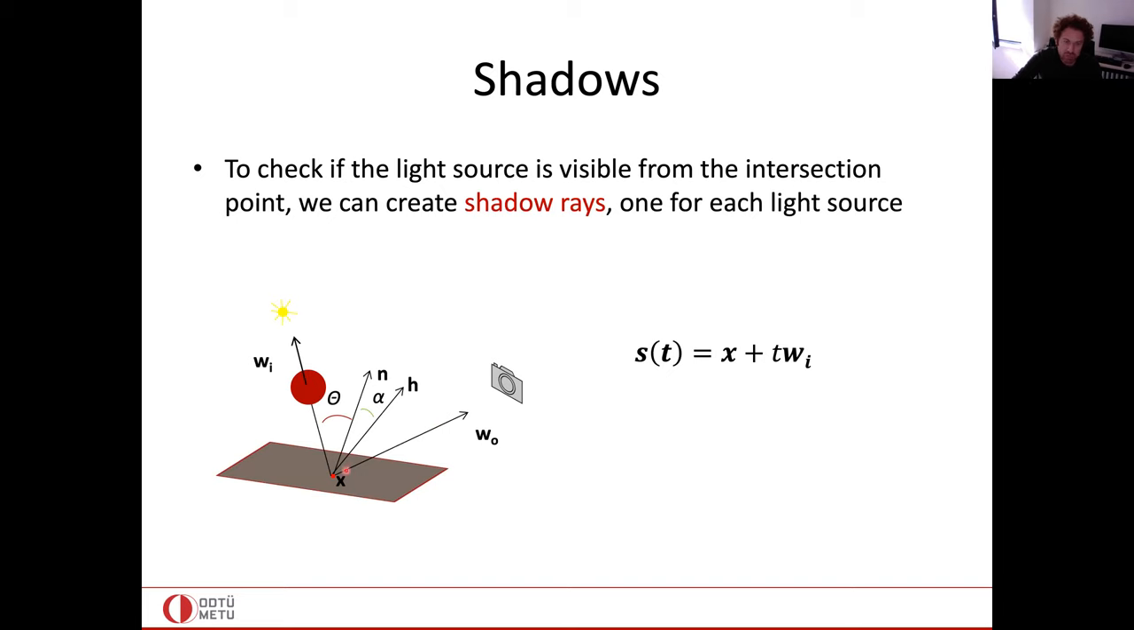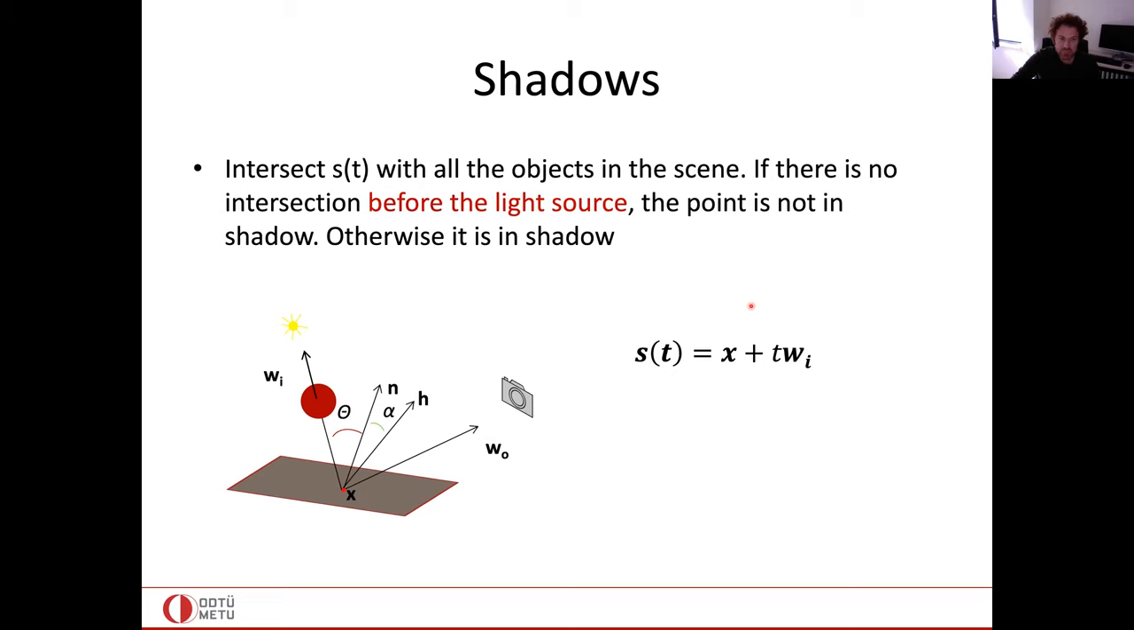By the way, I call this ray a shadow ray. Some sources just call it a secondary ray, but there are also other secondary rays that we will see in a second. But let's stick with this slice. So the shadow ray is this ray from X towards the light source. Since this is a ray, I can parameterize it using one parameter t. So intersect it with all the objects in the scene. Again, you can use our previous week's discussion for the intersections.